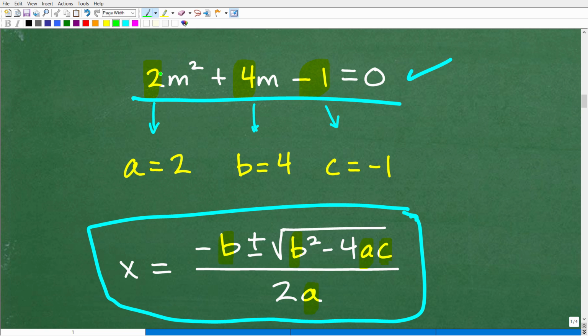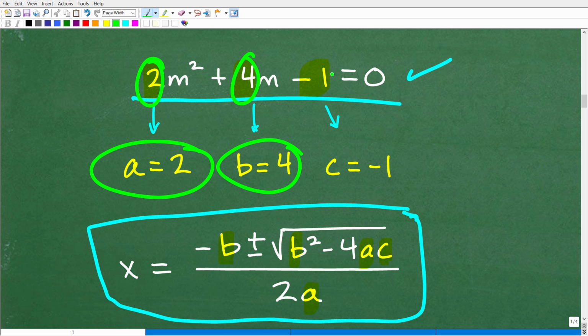Now the number in front of the m squared is our A value. Again, this is written in standard form, highest to lowest power. So A is going to be equal to 2. 2 is the A value. The number in front of the m is going to be our B value. So B is equal to 4. And then that constant number, this number by itself, is going to be our C value. So A is equal to 2, B is equal to 4, and C is equal to -1.